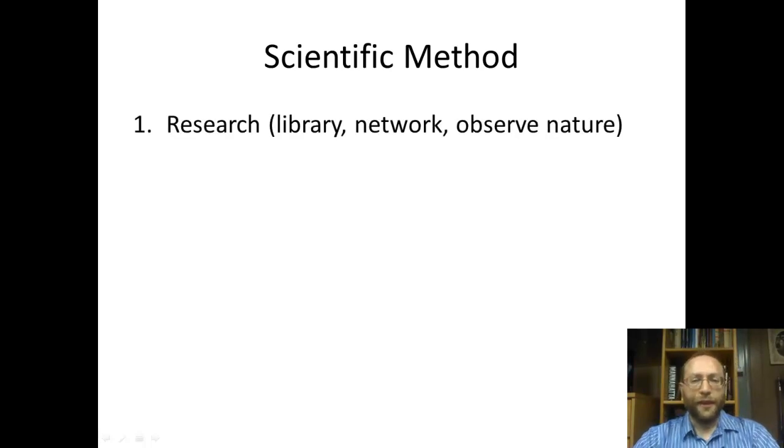Now here are the steps of the scientific method. Step one is to do research, so that you don't have to completely remake the wheel. Find out what other people have learned. Do research in the library. You can network with other scientists at conventions, over the telephone, by Twitter, or you can also just observe nature.